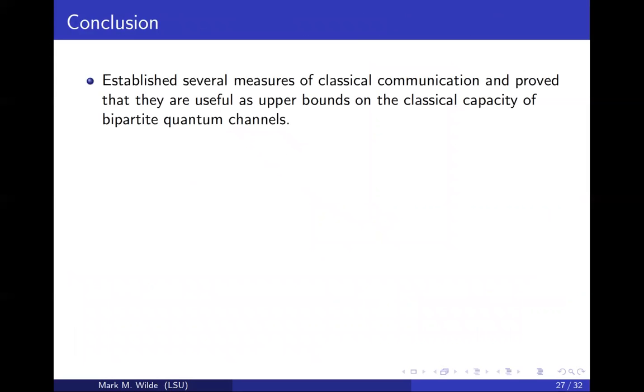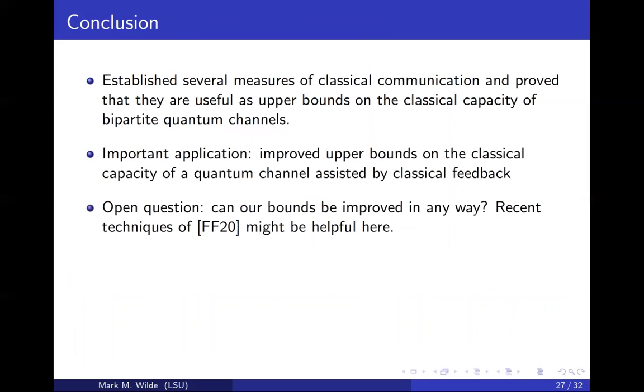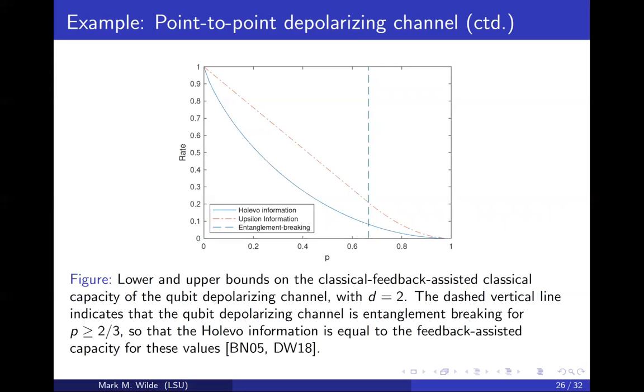So I'll stop there. What we did in this work is we established several measures of classical communication, and we proved that they find use as upper bounds on classical capacity, both of bipartite channels and point-to-point channels assisted by classical feedback. An obvious open question is whether the bounds that we gave can be improved. I showed this on the previous slide. There's tons of room for improvement.